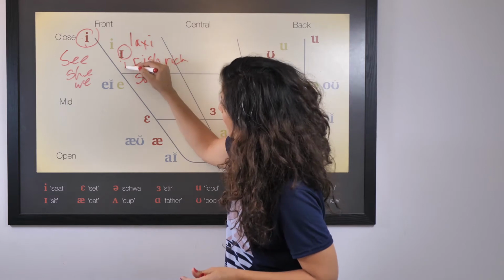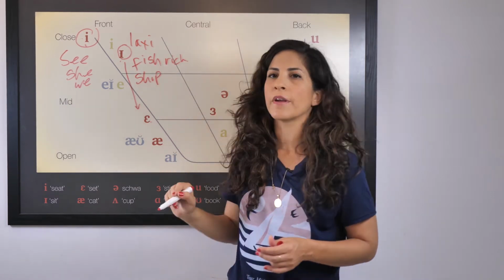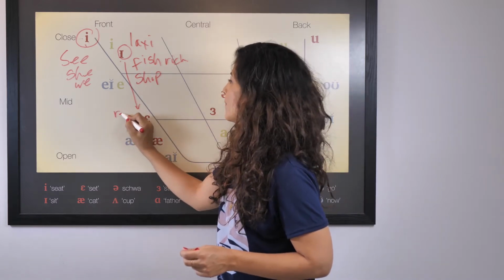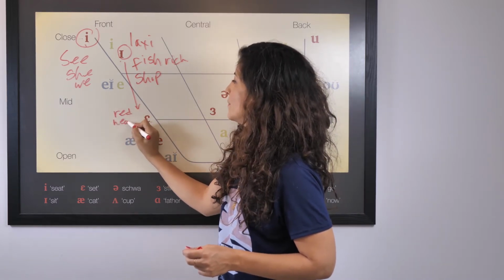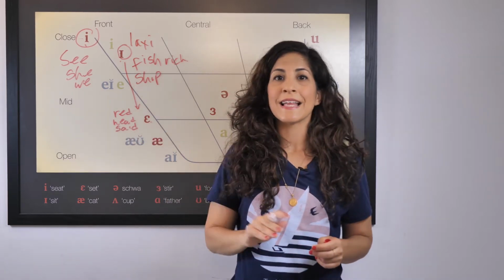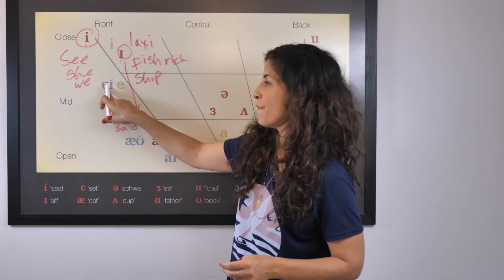Now, if we go a little lower, we get to the American E, as in red, head, and said. Notice that it's not said, it's not the diphthong A.